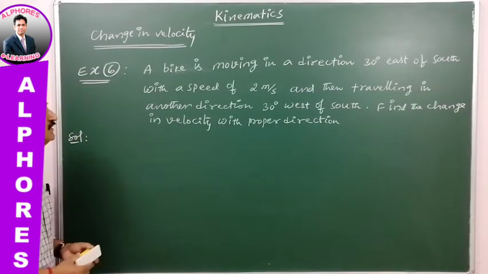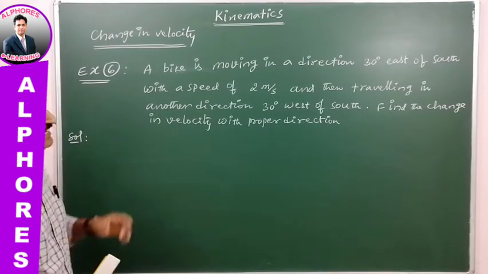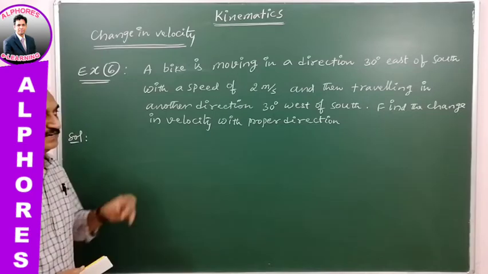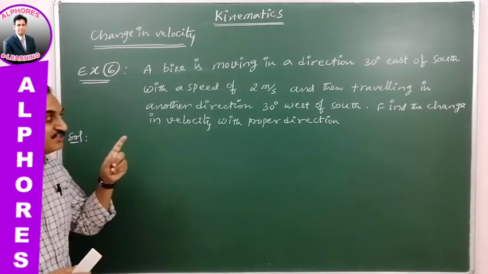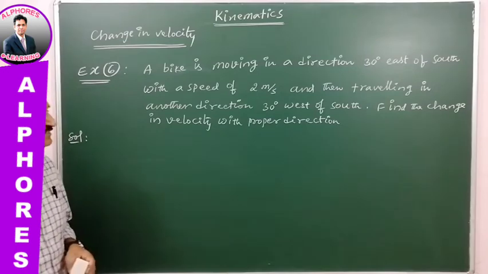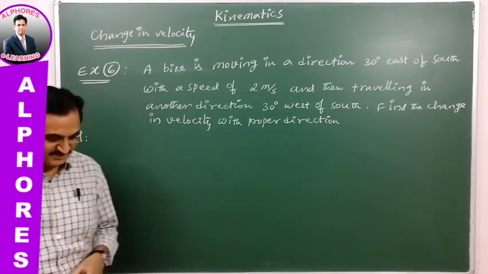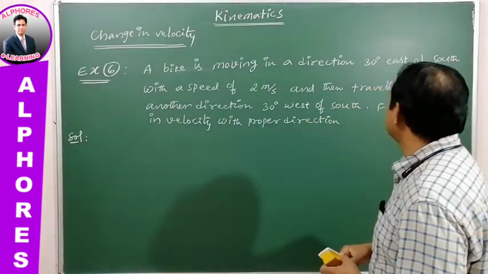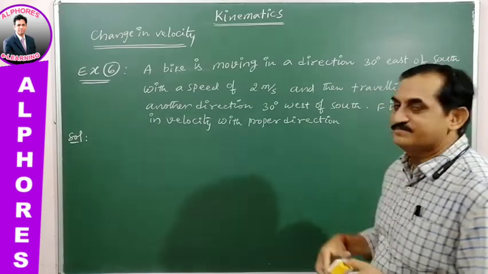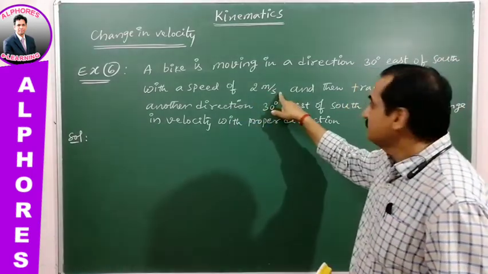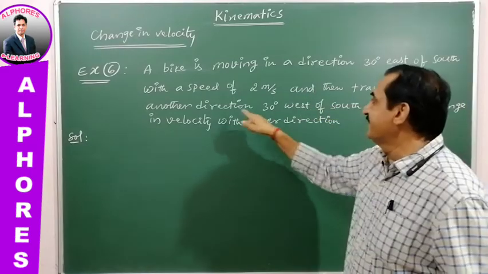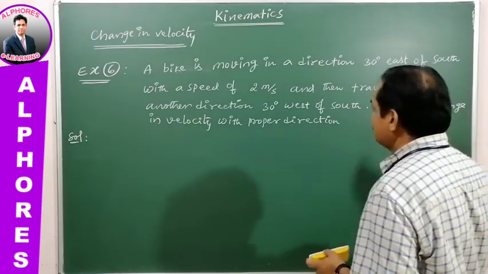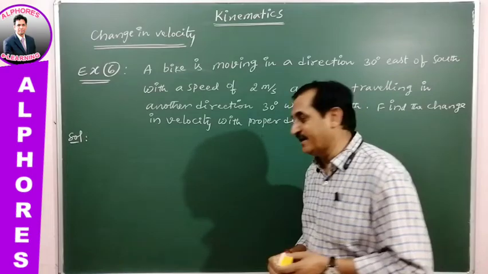Next problem. A bike is moving in a direction 30 degree east of south with a speed of 2 meter per second, and then traveling in another direction 30 degree west of south. Find change in velocity with proper direction. Once again, I repeat. A bike is moving in a direction 30 degree east of south with a speed of 2 meter per second, and then traveling in another direction 30 degree west of south. Find the change in velocity with proper direction.